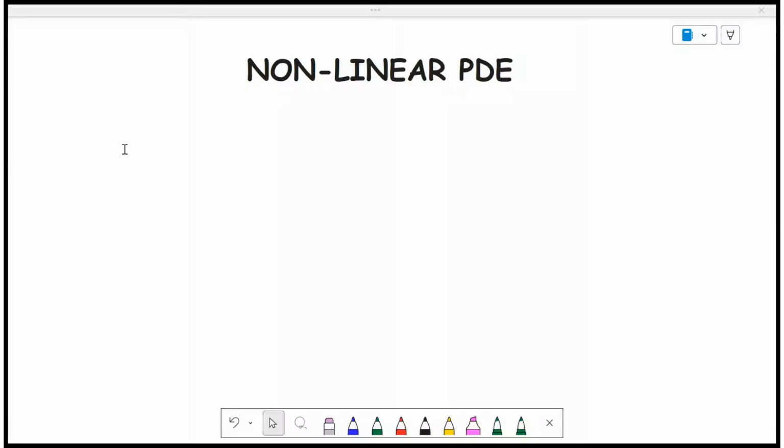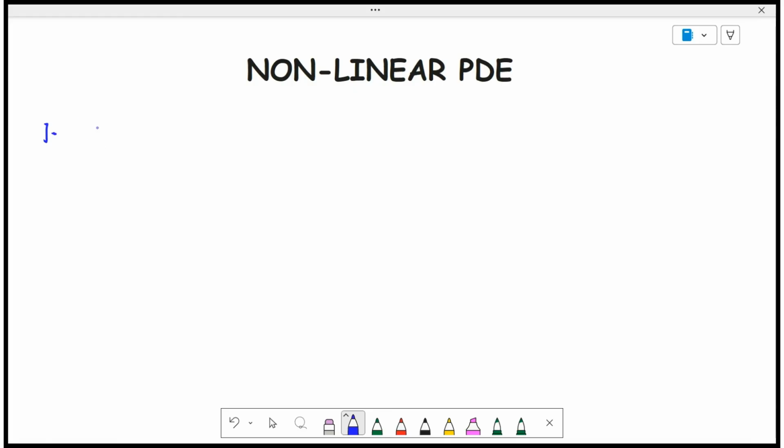Okay, so we continue with nonlinear PDE. Now, for a PDE to be nonlinear, one of these conditions is true, or all of them are true. The first one, we talk about the power rule, saying that if the function u or its derivative are raised to any power other than 1, then it is nonlinear.